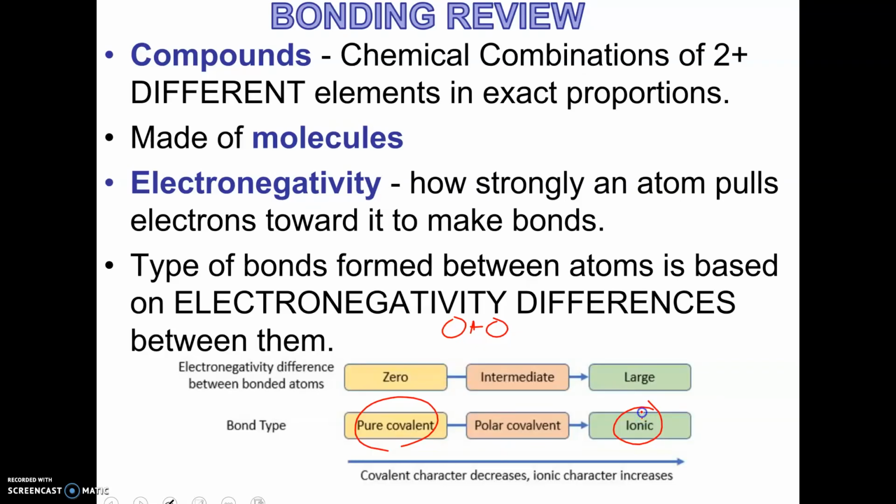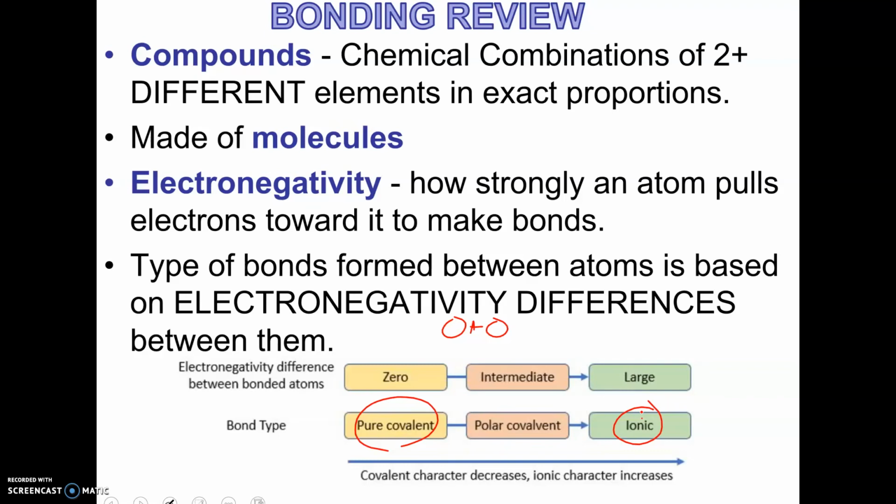So the one with high electronegativity has the ability to steal an electron or two from the one with the lower electronegativity. And when that happens, the opposite charges hold them together, and that's an ionic bond. But it's not really this black and white cutoff that you're either purely covalent or purely ionic.